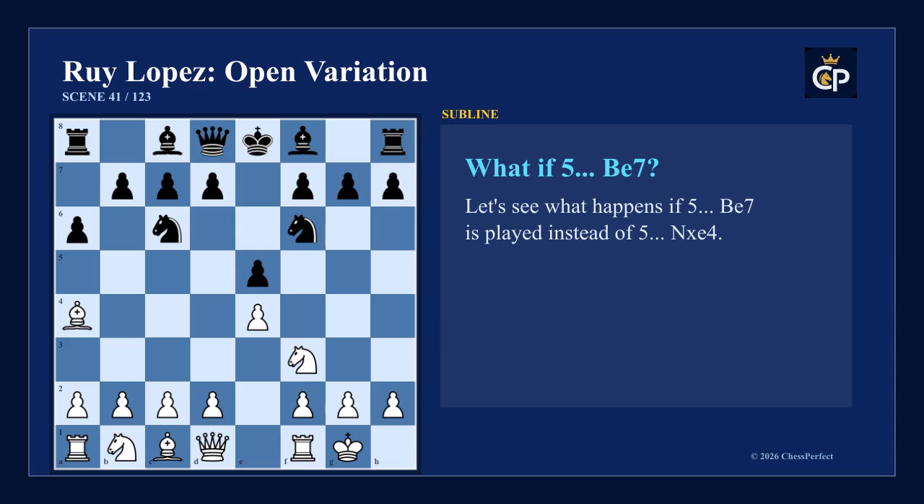Let's see what happens if bishop e7 is played instead of knight takes e4.